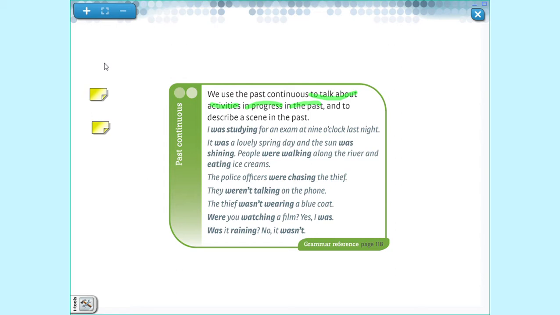Se usa para hablar de actividades en progreso del pasado o también para describir escenas en el pasado. And we have some examples. This first example mentions, I was studying for an exam at 9 o'clock last night. And as you can see, we have this structure, was and the verb in ing.